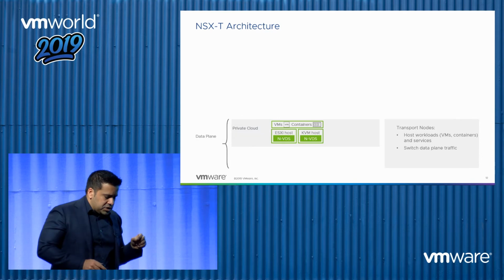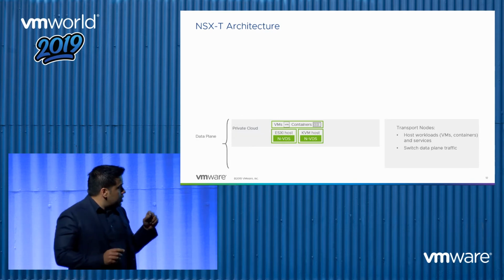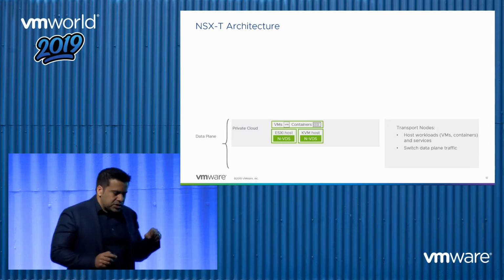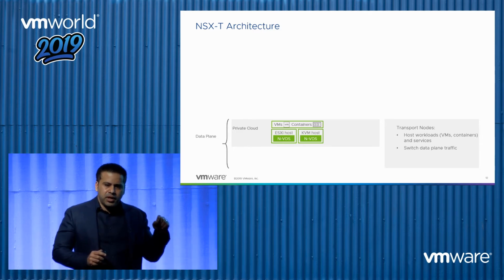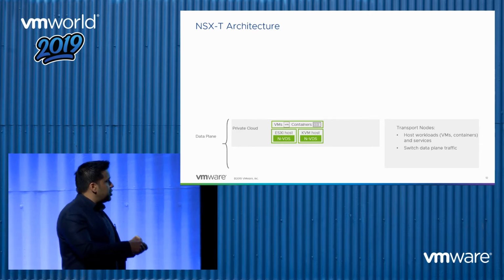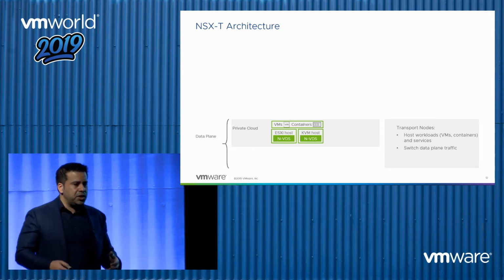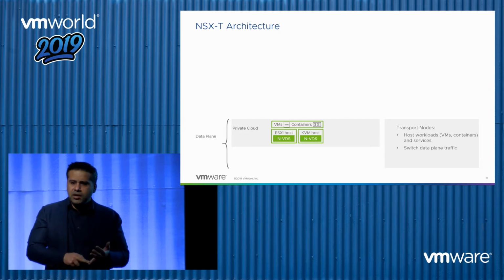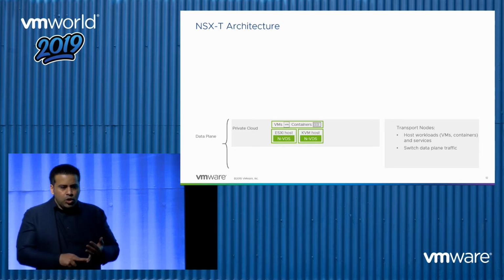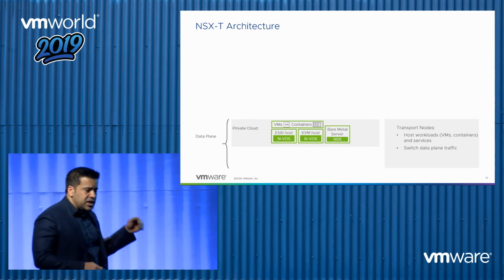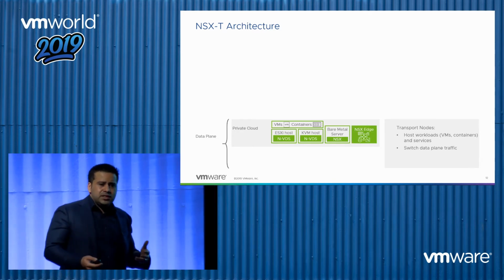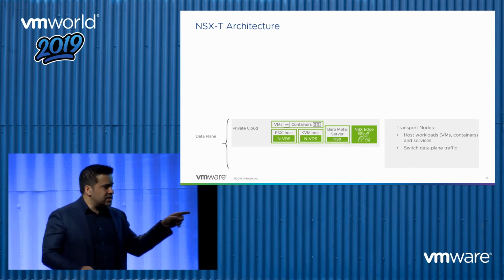Moving on to the architecture. NSX-T architecture has 3 planes: data plane, control plane, and management plane. In the data plane, this is where your actual forwarding happens. This is where your workloads are. If you have VMs or containers sitting on ESX, KVM, or a bare metal server with the NSX agent installed, or an NSX edge. And we'll double click on this NSX edge, okay?